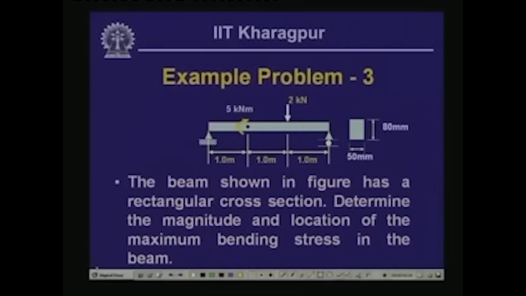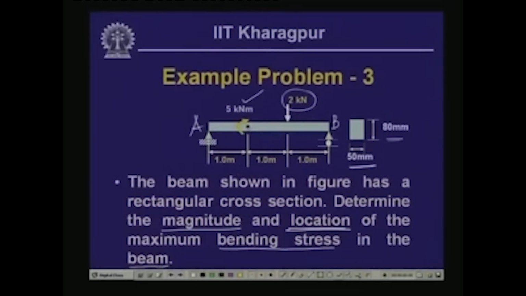Now, let us look into this example, which is based on today's discussion. In this particular beam, let us call this AB, and this beam has a rectangular cross section of size 50 millimeter by 80 millimeter. What we need to do is determine the magnitude and location of the maximum bending stress in the beam. So, first we will have to find out the magnitude, and also locate where this maximum stress is occurring, and the beam is subjected to a concentrated load of 2 kilonewton and a concentrated moment of 5 kilonewton meter.